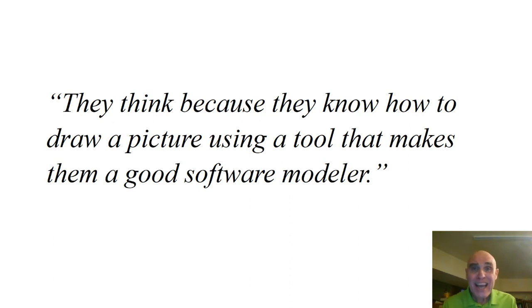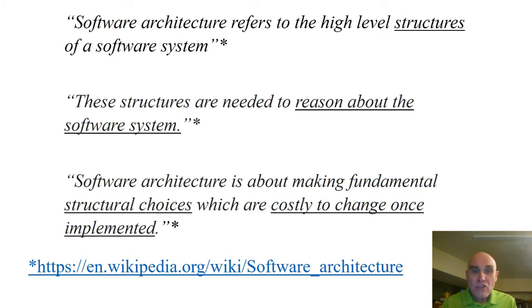But first, I decided to do a little research into just what the purpose of software architecture is. And I found that software architecture refers to the high-level structures of a software system. These structures are needed to reason about the software system. Software architecture is about making fundamental structural choices which are costly to change once implemented.